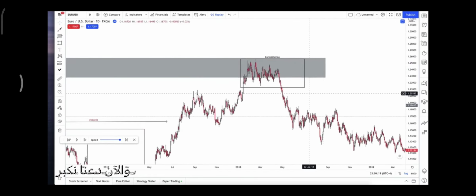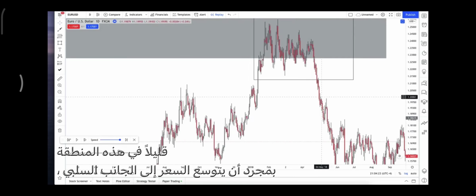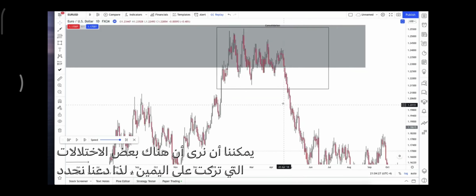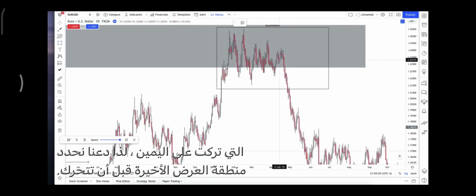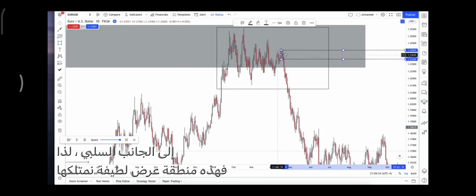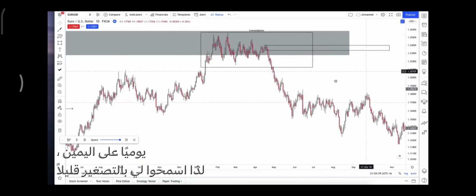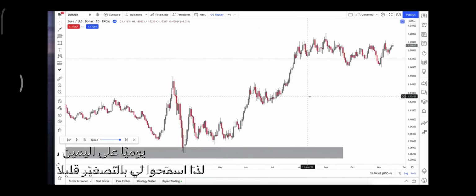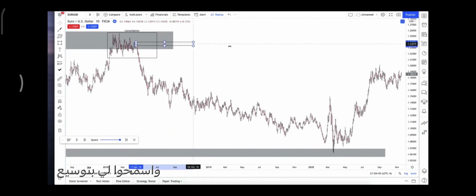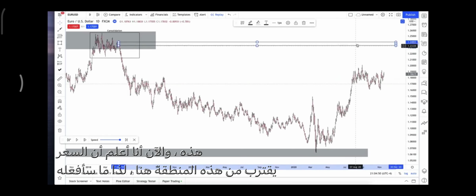And now let's zoom in a bit into this area. Once price expanded over to the downside, we can see that there's some imbalances that were left, right? So let's mark out the last area of supply before that move over to the downside. So essentially this is a nice area of supply that we have on the daily, right? So let me zoom out a bit. Let me extend that area of supply. So now I know that price is approaching this area here.